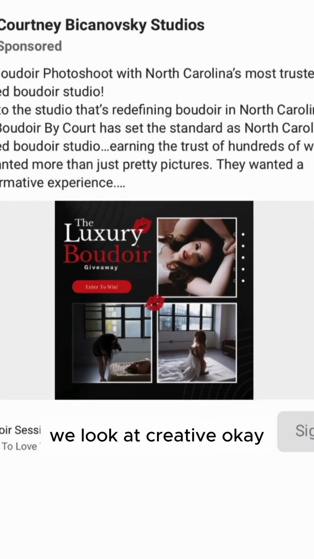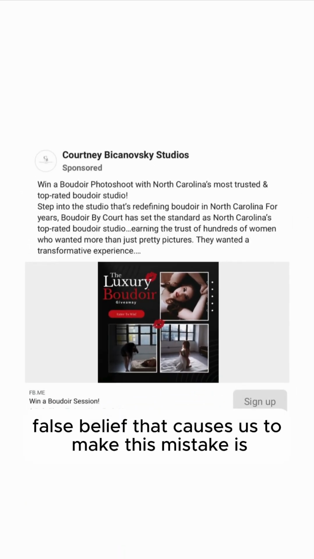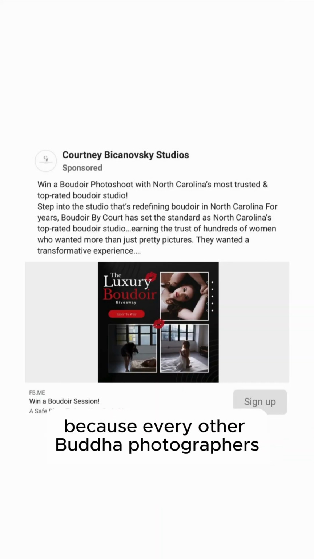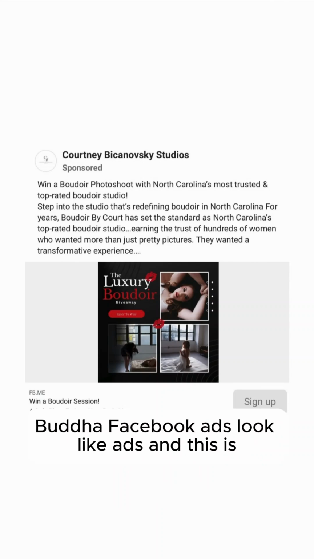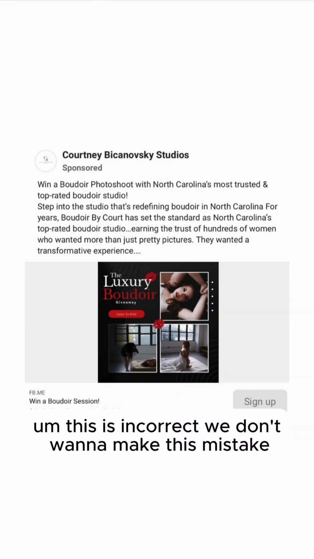Second thing we look at, creative. Okay, this looks like an ad mistake. The false belief that causes us to make this mistake is we believe our Boudoir Facebook ads should look like ads because nearly every other Boudoir photographer's Boudoir Facebook ads look like ads. And this is incorrect. We don't want to make this mistake.